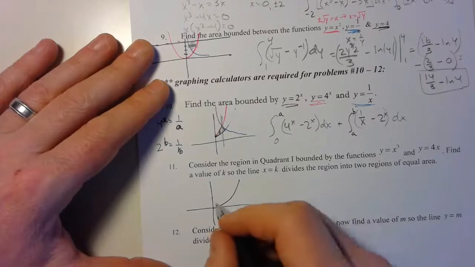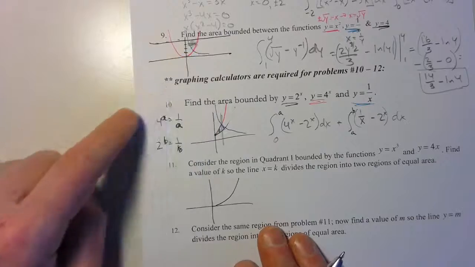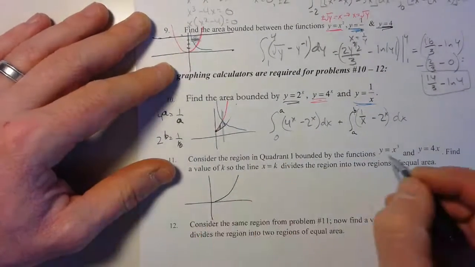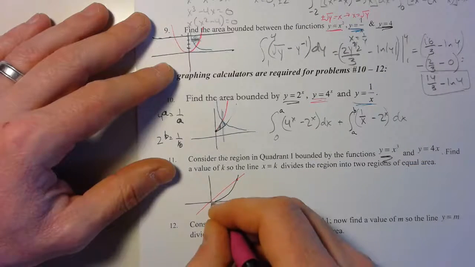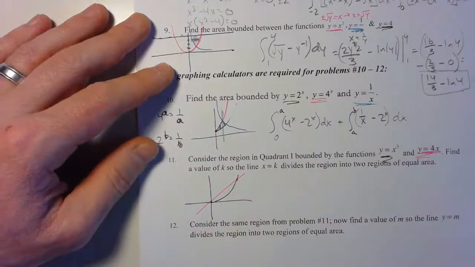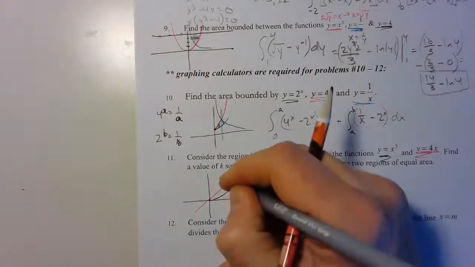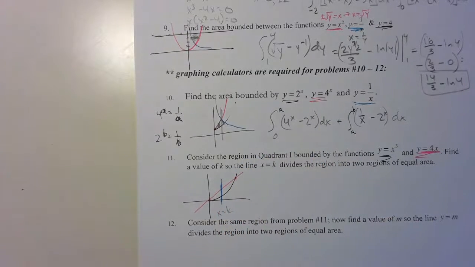So it's quadrant 1. So this one's being specific, unlike this one. This one was not specific. It didn't tell us it had to be quadrant 1. So it really should have said this, right? But this one's telling us we've got to be in quadrant 1. So there's my first, there's my second. We have some intersection points. And we want to put this line here, x equals k, so that it divides it.